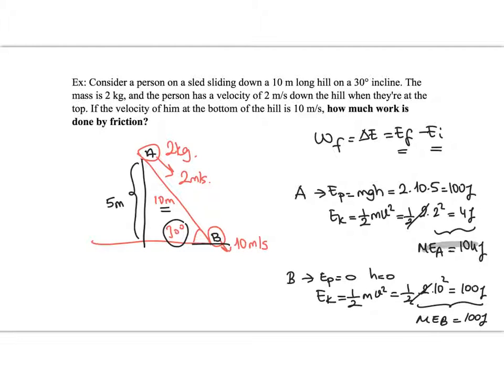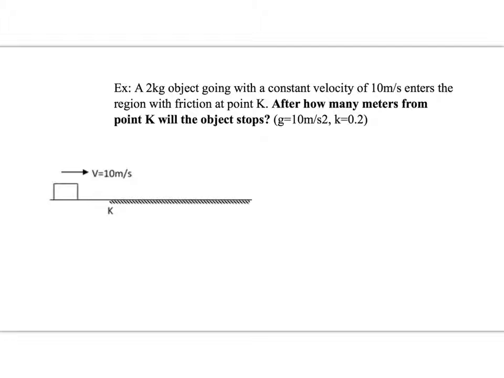Now I see that the mechanical energy at A is 104 and the mechanical energy at B is 100 joules. So it is not conserved because friction is a non-conservative force, so it changes the mechanical energy. So the change in mechanical energy is equal to 104 minus 100, which is 4 joules, and this is the work done by friction.